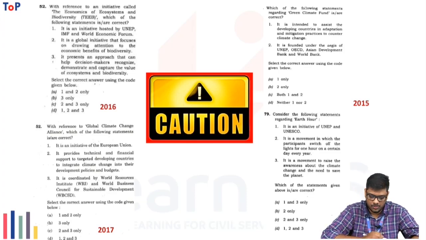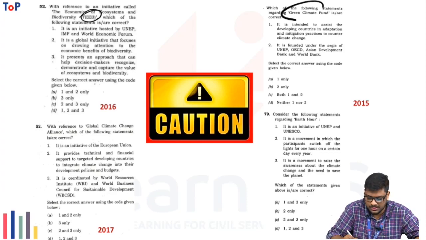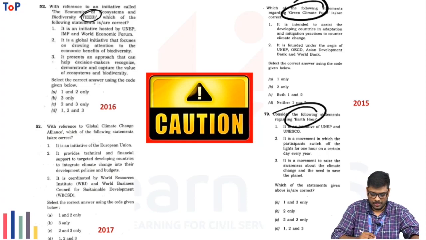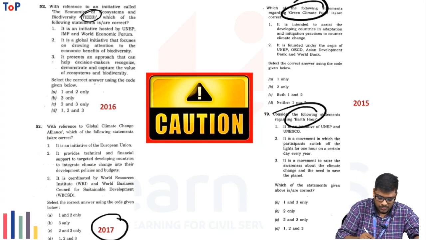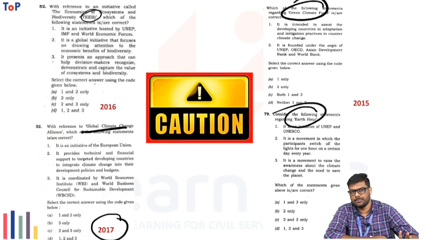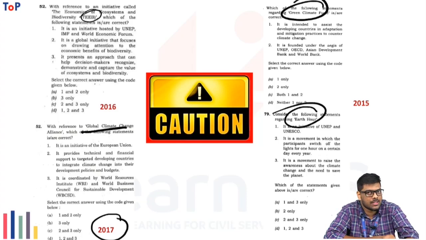In 2016, UPSC asked about TEEB. In 2015, UPSC asked about GCF. In 2014, UPSC asked about Earth Hour. In 2017, UPSC asked about Global Climate Change Alliance. And one statement in each of these questions was wrong. That was the pattern. One statement in each of these questions was wrong. And what was the statement?